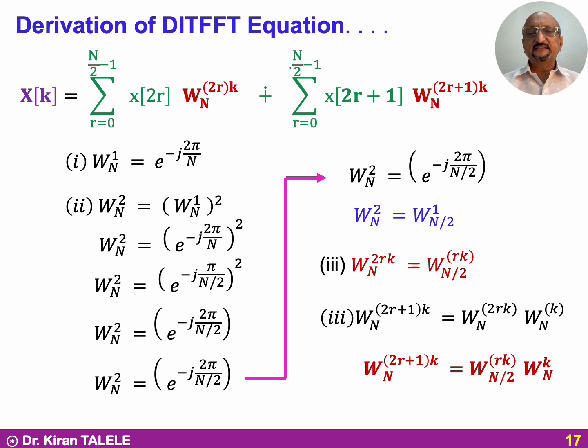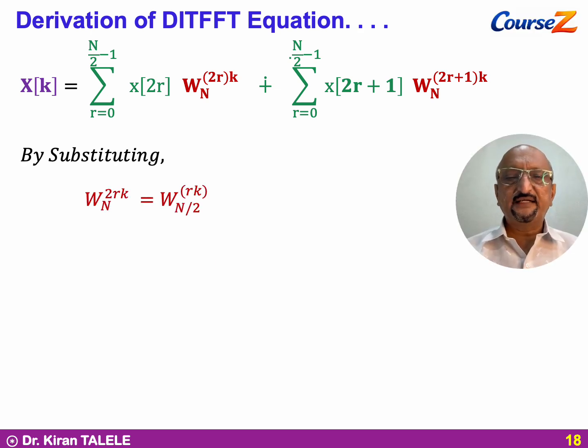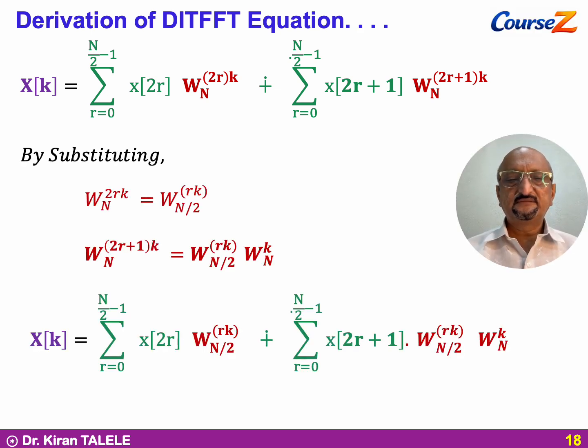That we will substitute in this expression. So by simply substituting the simplified W term, we get summation of x of 2r W of N by 2 to the power rk. Similarly, here summation of x of 2r plus 1, W of N by 2 to the power rk into W_N raised to k.